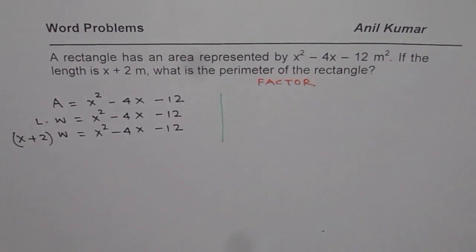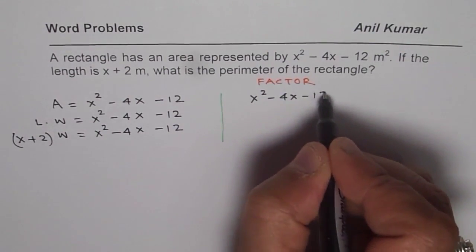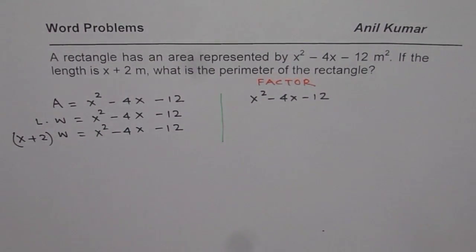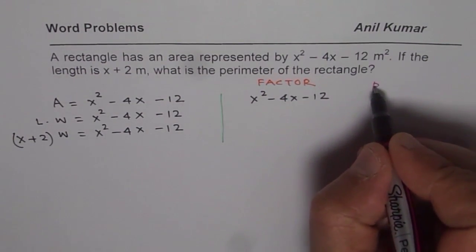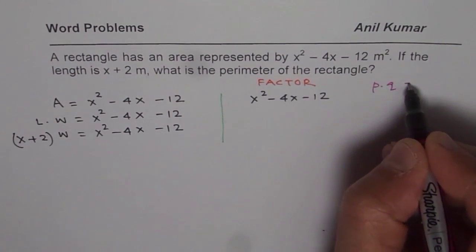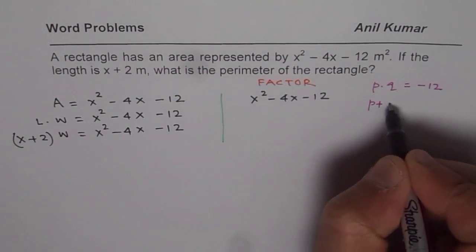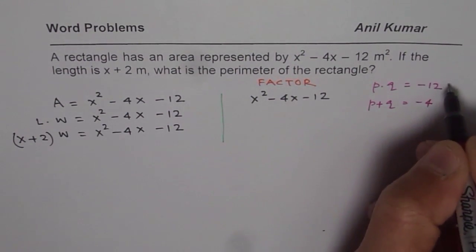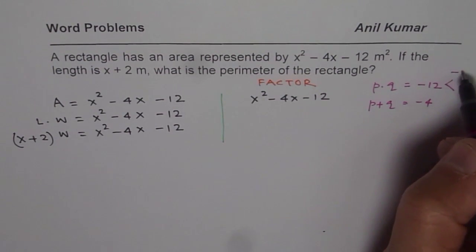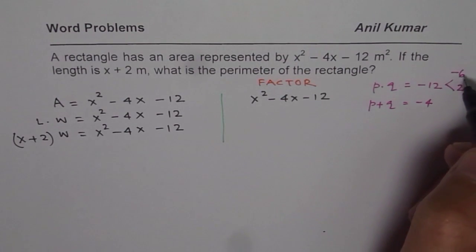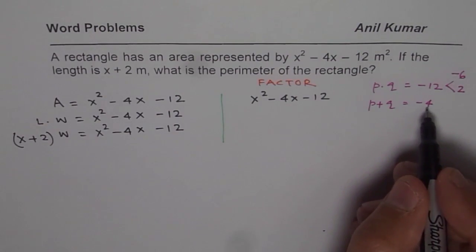So if I want to factor x square minus 4x minus 12, what I really need to do is find two numbers whose product is minus 12. So we are looking for two numbers p and q, for example, whose product is minus 12 and whose sum is minus 4. The combination which can give us this is 6 and 2, right? If I take minus 6 and plus 2, multiplying them gives me minus 12, adding them gives me minus 4.